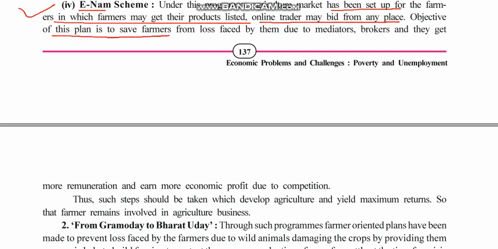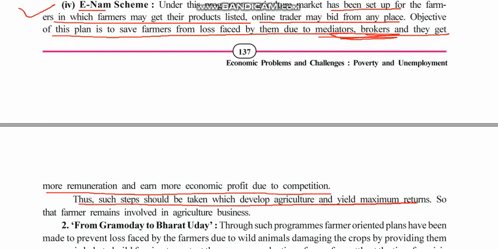The objective of this plan is to save farmers from the loss faced by them due to mediators and brokers, and they get more remuneration. See, they get more money instead of the mediators and brokers. Previously the mediators and the brokers used to take a large amount of money. Thus, such steps should be taken to develop agriculture and yield maximum returns so that farmers remain involved in agriculture business. So this is a way in which the farmers get more benefit, and due to it they will remain in the agriculture sector, which will ultimately make them self-reliant.